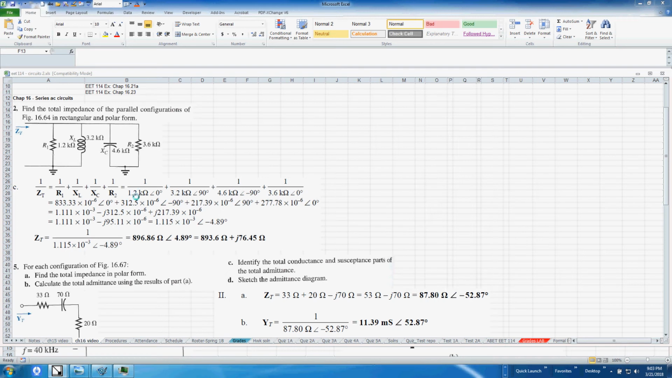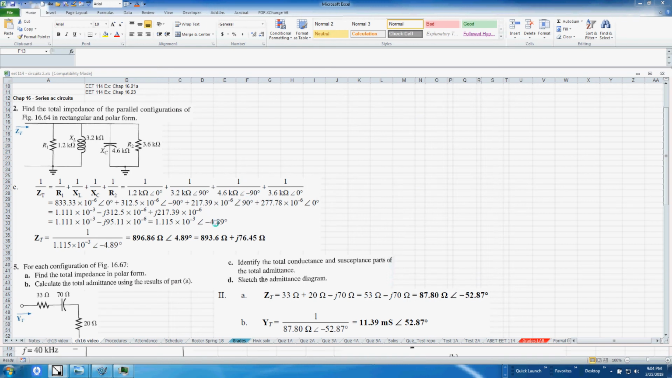1 over 1.2K equals 833 times 10 to the negative 6 with an angle of 0. And then this 1 over 3.6K is 277.78 times 10 to the negative 6, angle of 0. Now the 1 over 3.2K is 312.5 times 10 to the negative 6 with an angle of negative 90 because we're taking that and putting it in the numerator. And then the 1 over 4.6K with an angle of negative 90 becomes a plus 90 because we're putting it in the numerator.